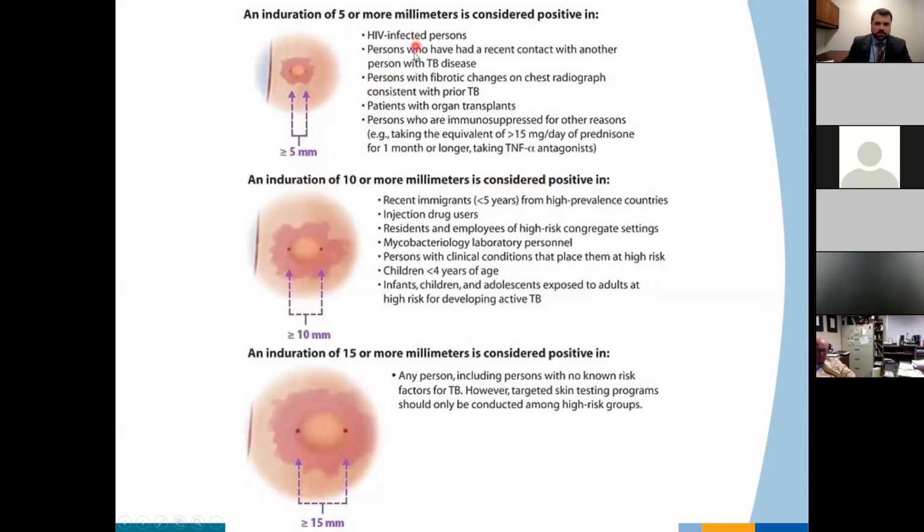It's HIV patients, chest radiograph consistent with prior TB, transplant patients. These are patients that either can't mount an immune response or are high risk. 10 or more: healthcare workers are considered 10 or more, and also injection drug users and recent immigrants. And an induration of 15 or more, any person, including persons with no known risk factors for TB. So essentially, if it's 15 or more, that'd be any patient.